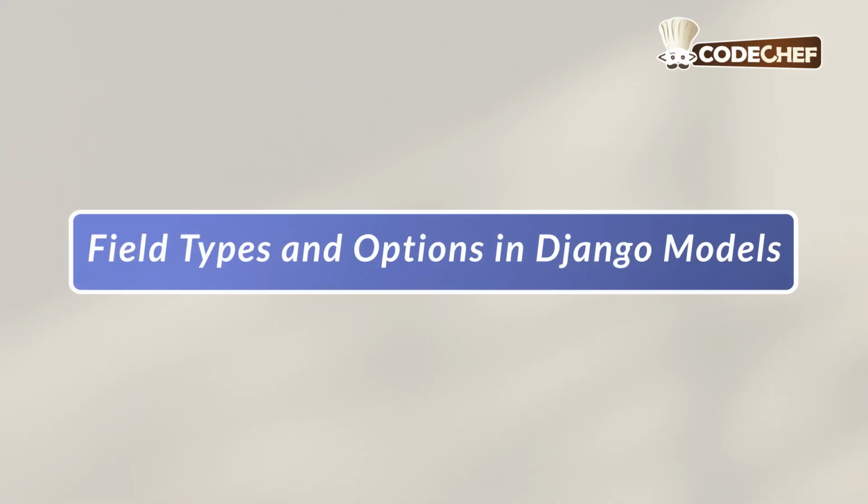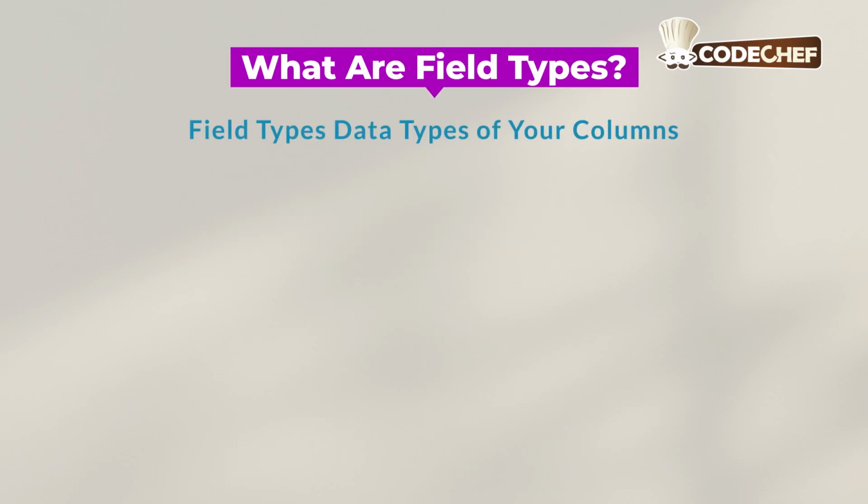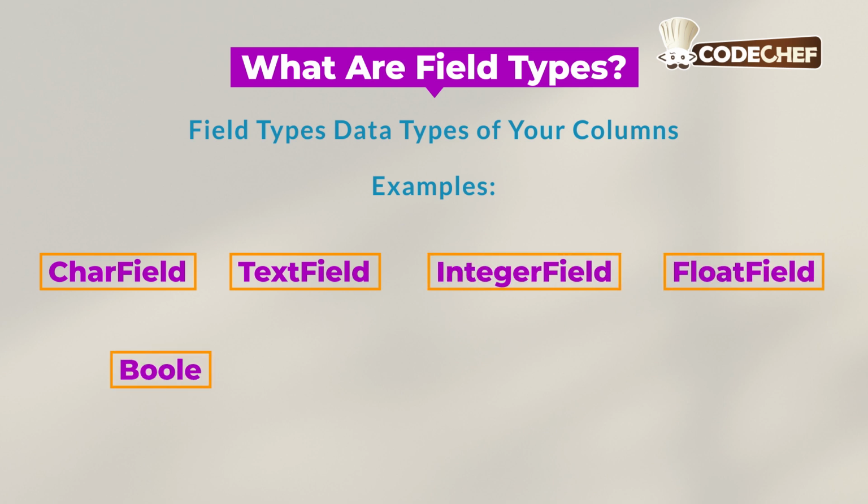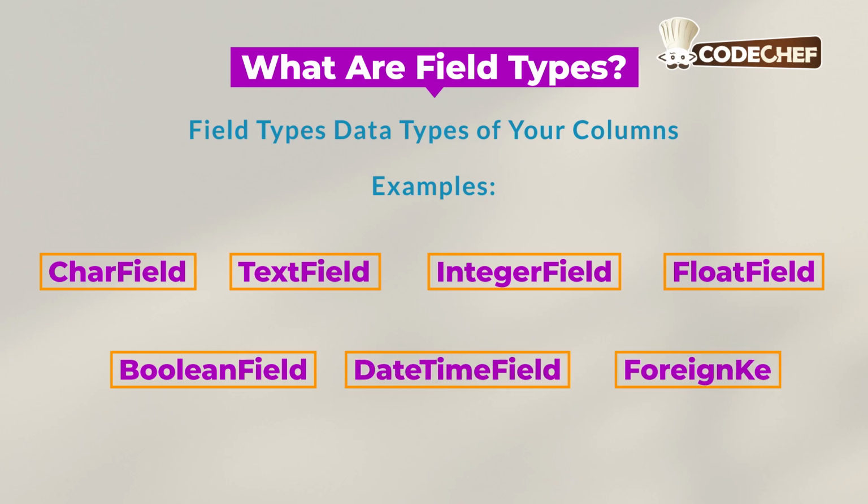So let's get started. Let us understand the different field types available in Django models and how field options help customize the data stored in our database. Field types represent the data types of columns in your database table. Django provides many built-in fields like character field for short text, text field for long text, integer field for numbers, float field for decimals, boolean fields, datetime fields, and foreign key for relationships.